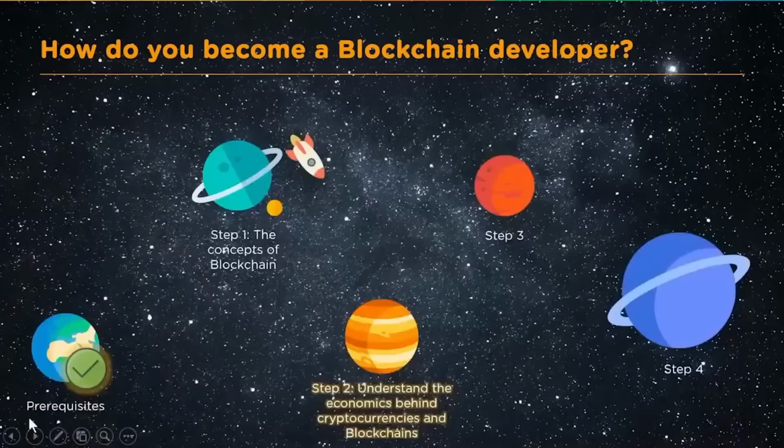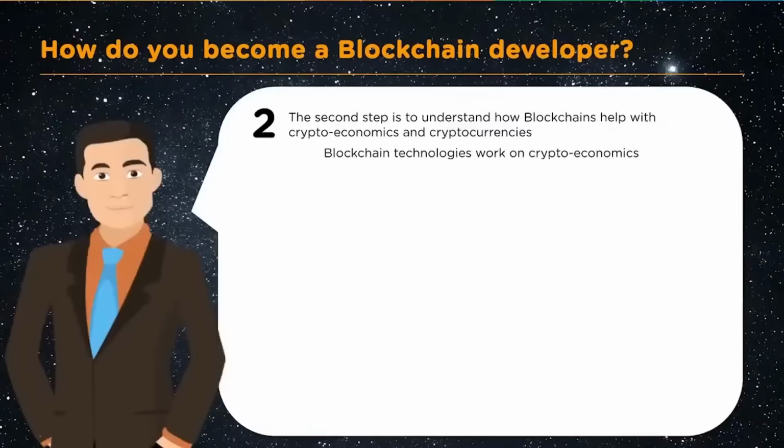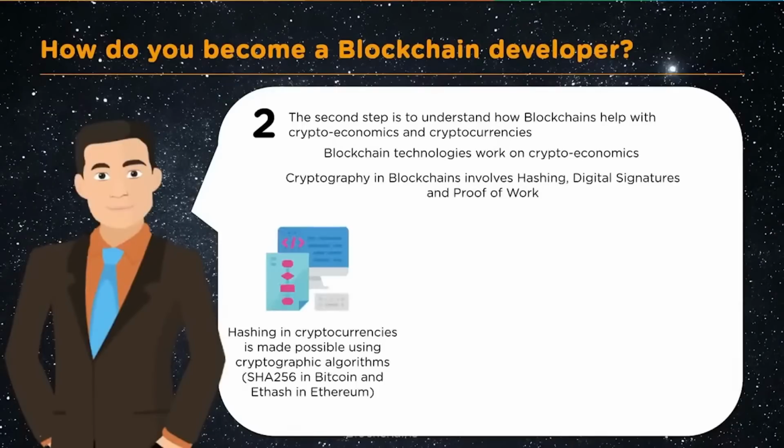The second step involves understanding the economics behind cryptocurrencies and blockchain. Blockchain technologies work on crypto economics, which is nothing but the combination of two words, cryptography and economics. Cryptography in blockchain involves hashing, digital signatures, and proof of work. Hashing is involved in maintaining the privacy of a user within the network. This is made possible with the help of cryptographic algorithms. For example, in Bitcoin, we have the SHA-256 algorithm and Ethash in Ethereum.